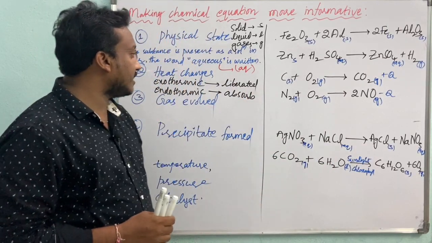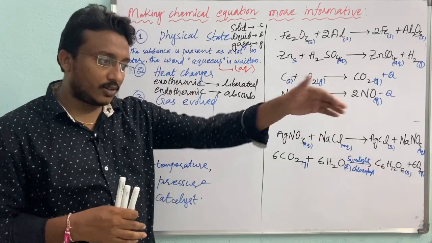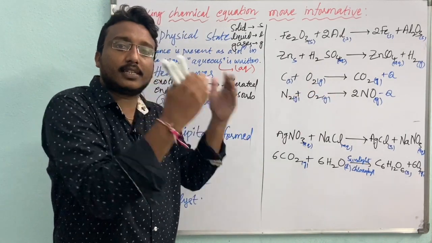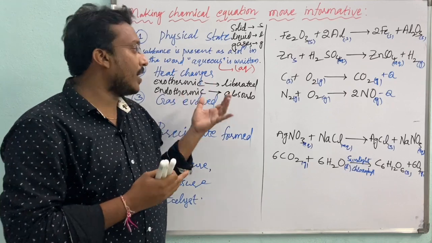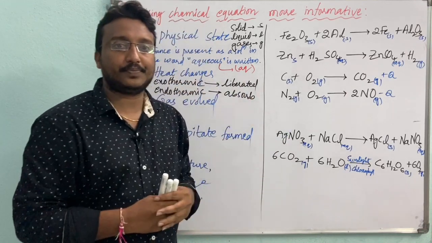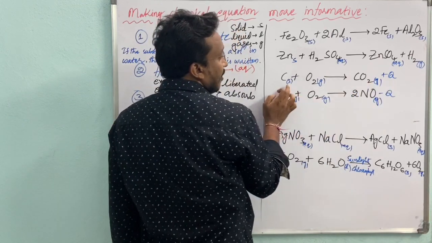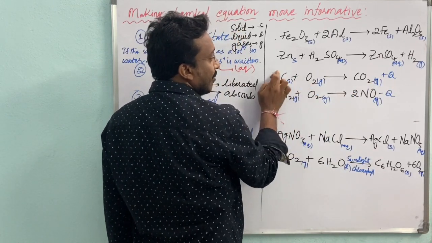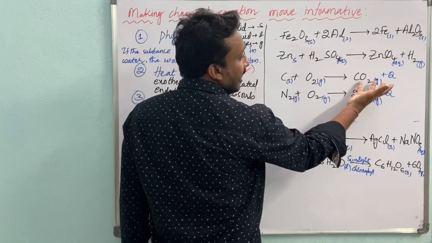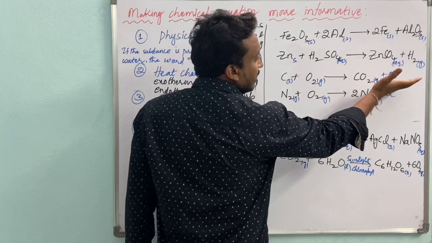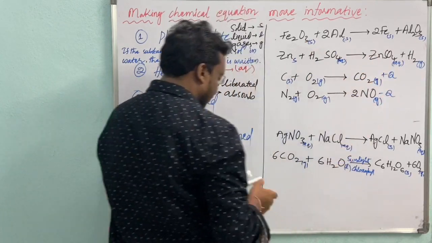And some of the reactions are endothermic reactions, meaning they absorb heat. For the reaction to take place, we have to give some heat, got it? Here the plus Q in a chemical reaction: carbon burns in the presence of oxygen, it gives carbon dioxide, and it also produces heat.